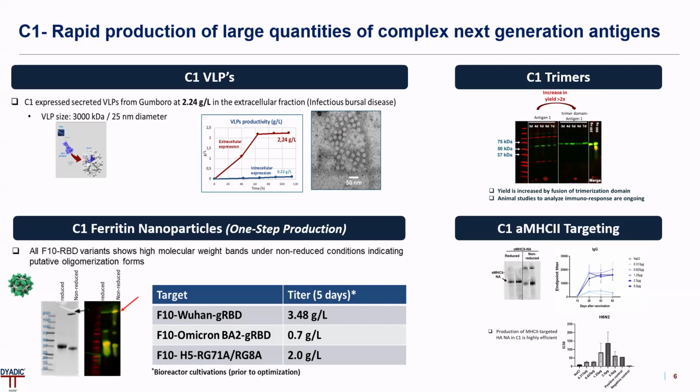And then we're going to focus today on what we call the C1 ferritin nanoparticles in a 1-step production. And these are some examples. We did the F10 Wuhan RBD at 3.5 grams per liter in 5 days, the Omicron at 0.7 grams per liter in 5 days, or the particular one we're talking about today, for the bird flu or pandemic influenza, at 2 grams per liter in 7 days.